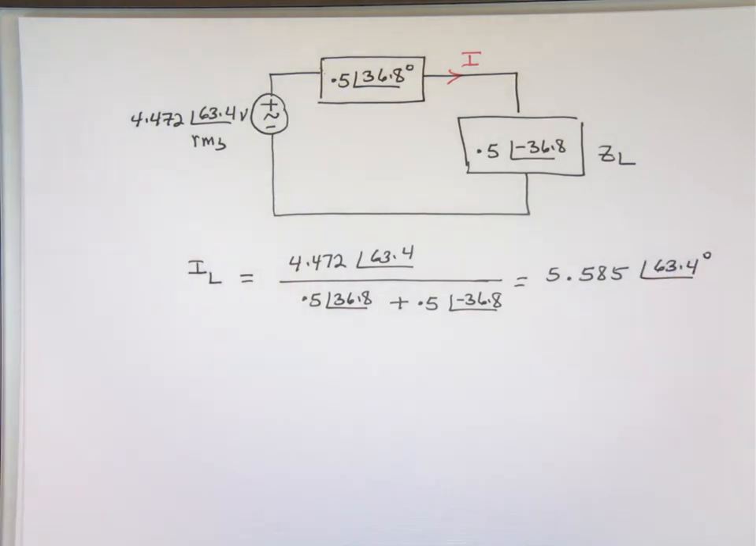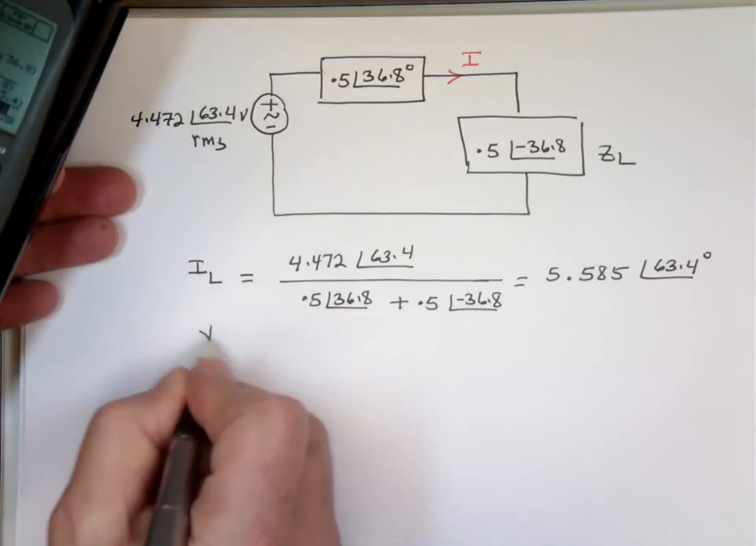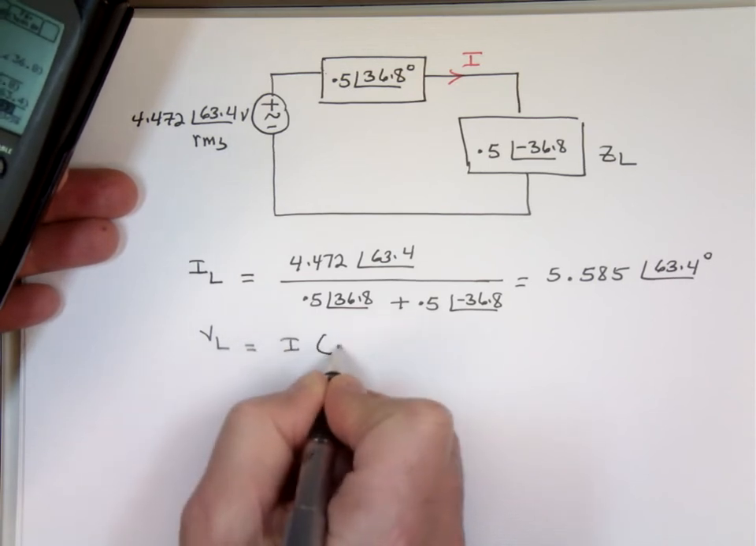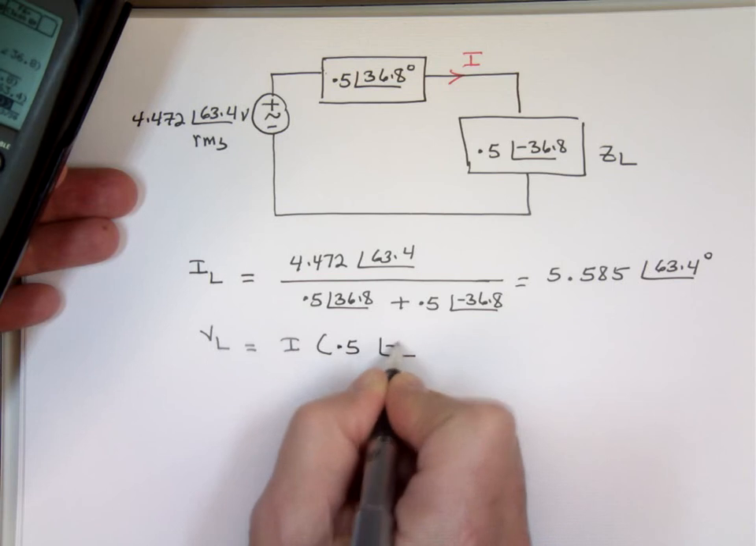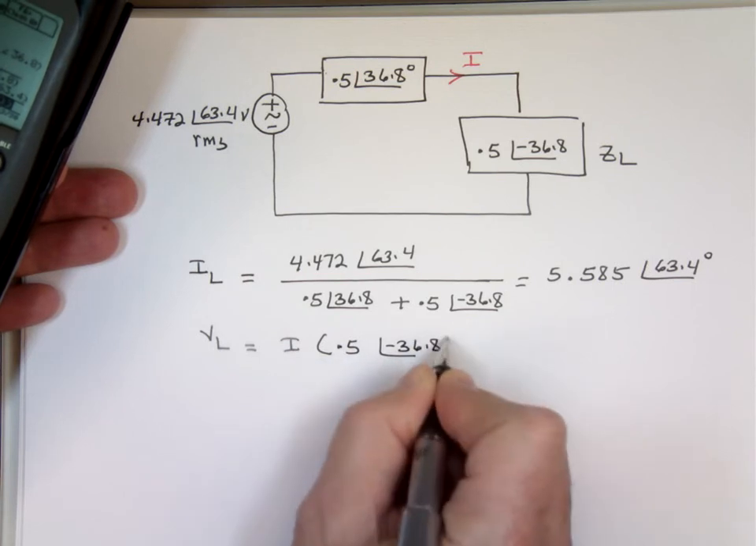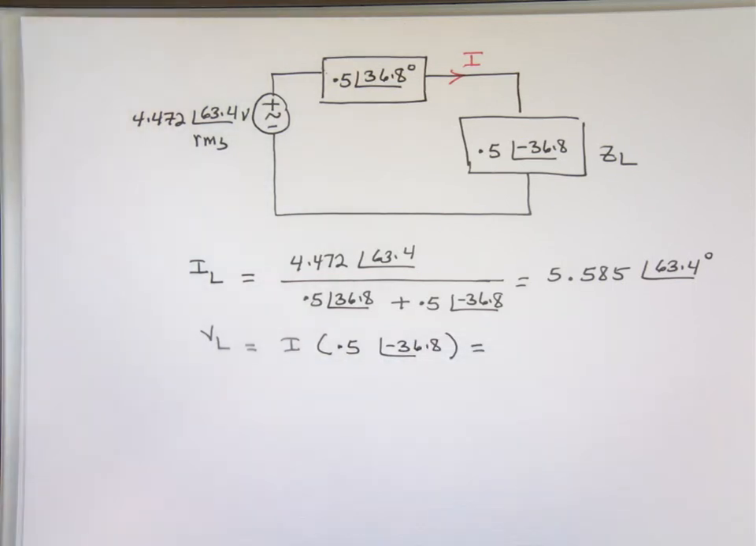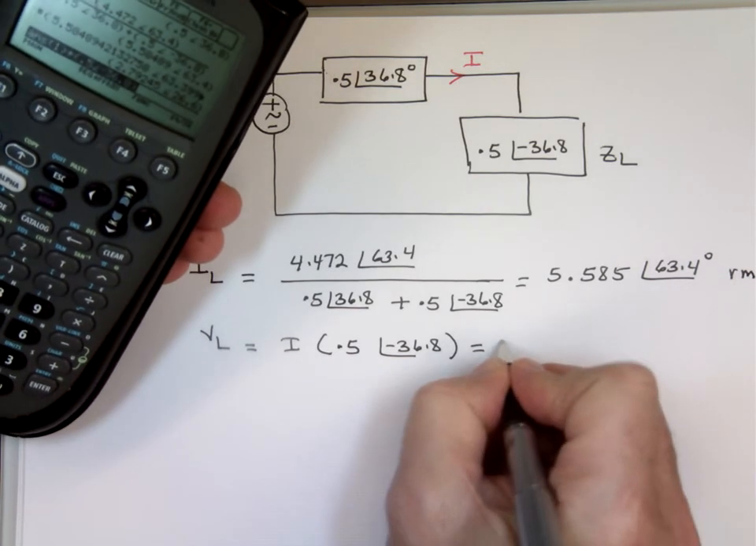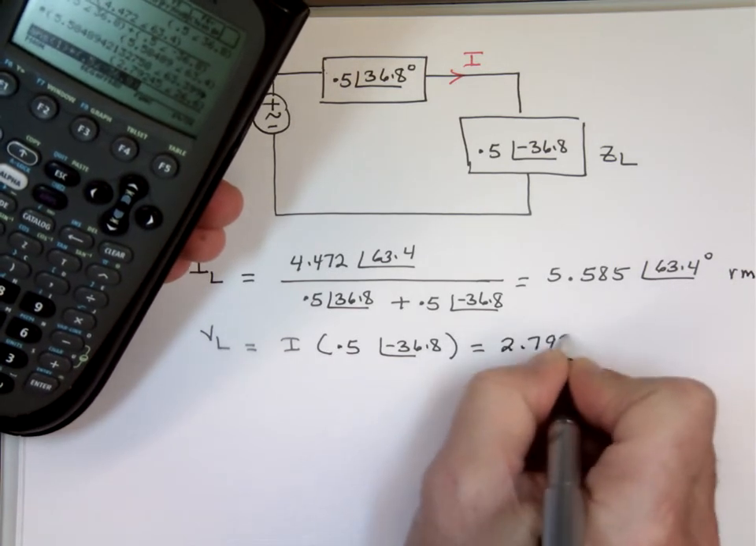Yep, and to find the voltage across ZL, it is I times 0.5 angle negative 36.8. This is RMS again. And I came up with 2.792 angle 26.6 RMS.